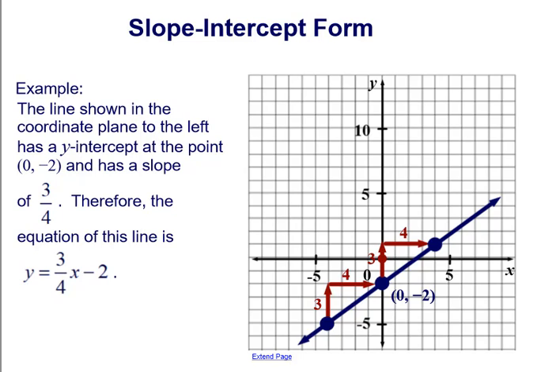So let's take a look at that in an example. Here we have our line in the coordinate plane, and it has a y-intercept at the point (0, -2), and we know that because that's the point where the line is crossing the y-axis. And then we can count that there's a slope of 3/4. To go from point to point on the line, you're going up 3 and right 4. So with that y-intercept and that slope, the equation of the line is y equals 3/4 x minus 2, substituting in the values of m and b in y equals mx plus b.